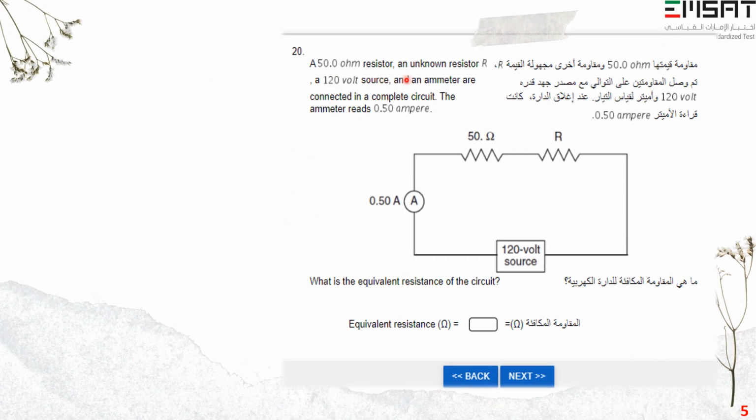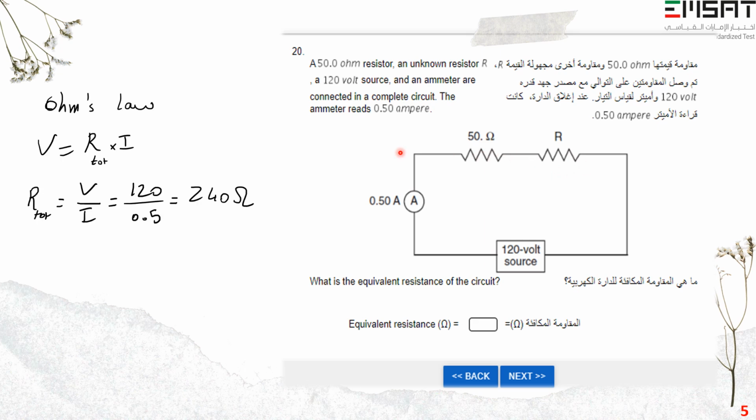A 50 ohm resistor and unknown resistance R, a 120 volt source, and an ammeter are connected in a complete circuit. So that's the picture of the circuit. The ammeter reads 0.5 ampere. The question is, what is the equivalent resistance of the circuit? So as you see, both resistors are in series. To find the total resistance in this question, you need to apply Ohm's law, which is V, the voltage, equals R total multiplied by the current.